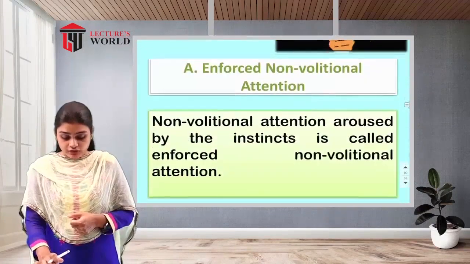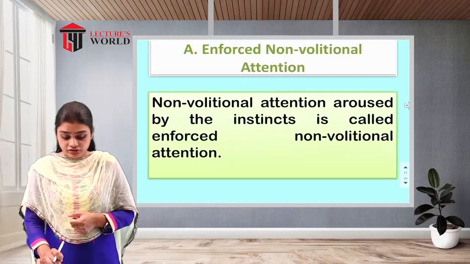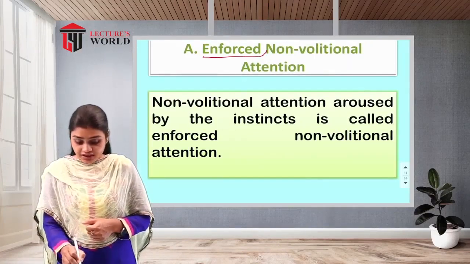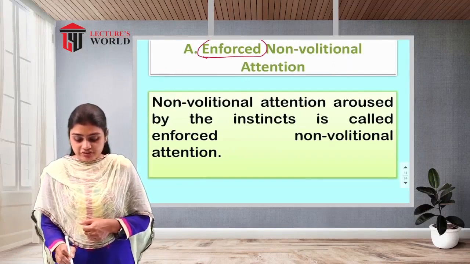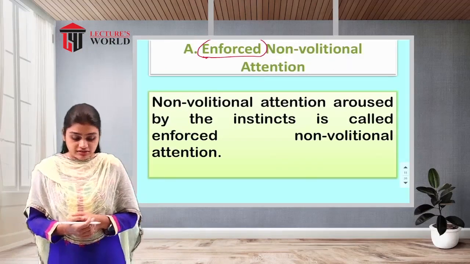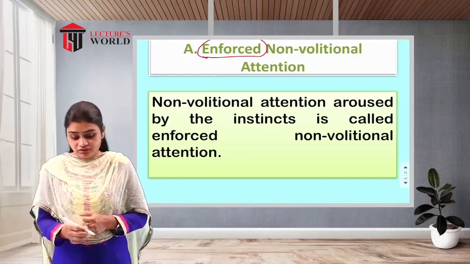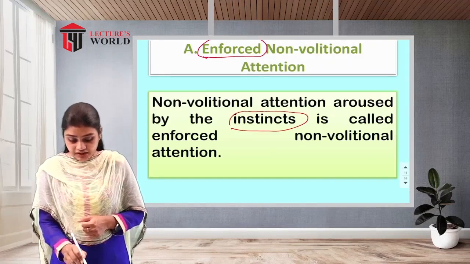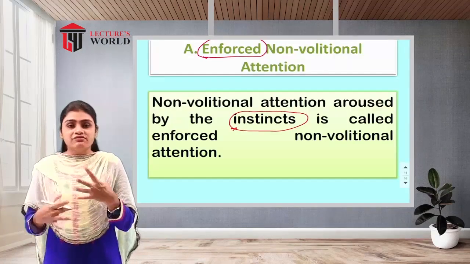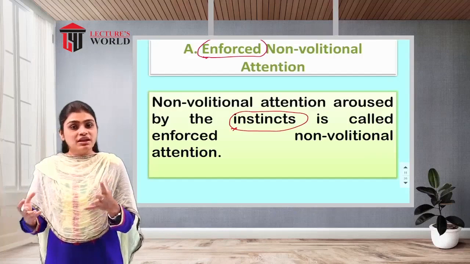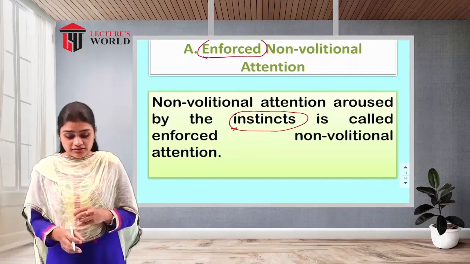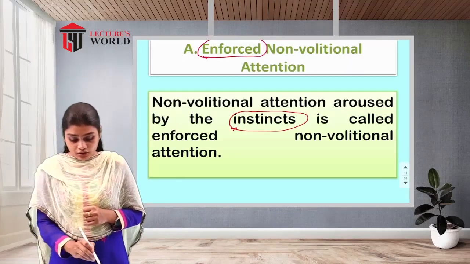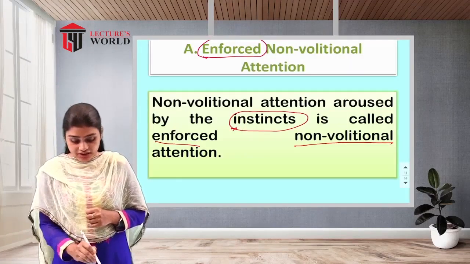So there are two types of non-volitional or involuntary attention. The first one is enforced. Something is forcing us to do it. Enforced non-volitional attention, let's see. Non-volitional attention aroused by the instincts. That means a particular channel of behavior in a particular situation when human beings are exhibiting it, in the manner in which they are working. That is instinct, and it is called enforced non-volitional attention.